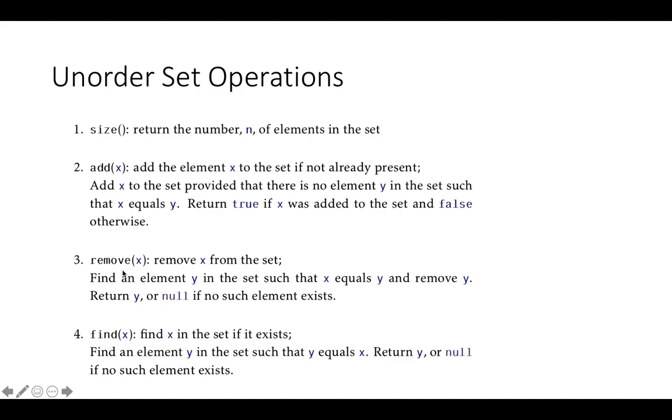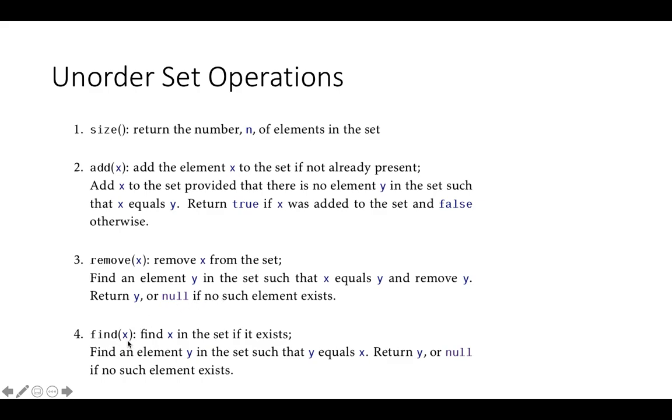Then there is an operation called remove. It will remove x. It will search for x in the list and remove it. If this x exists, then it will return x and remove it. If it does not exist and we want to remove x which does not exist in the list, we will return null. And we cannot remove it because it does not exist in the list.